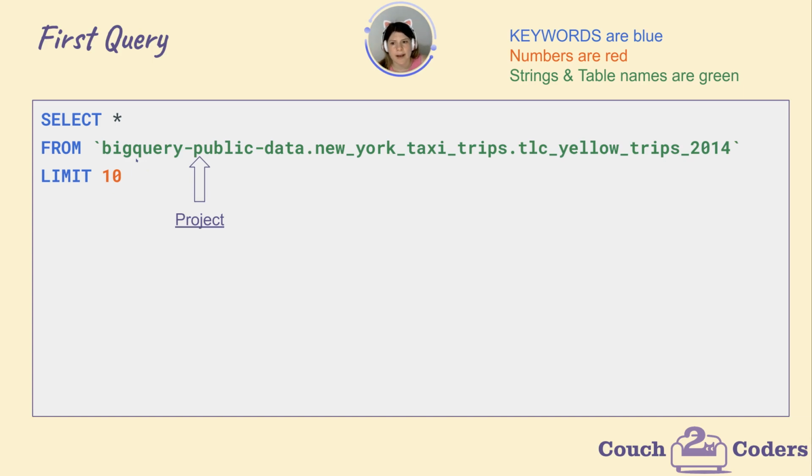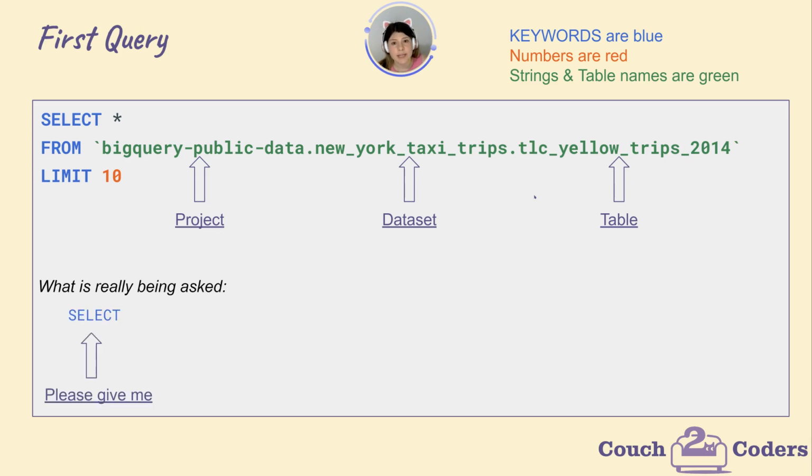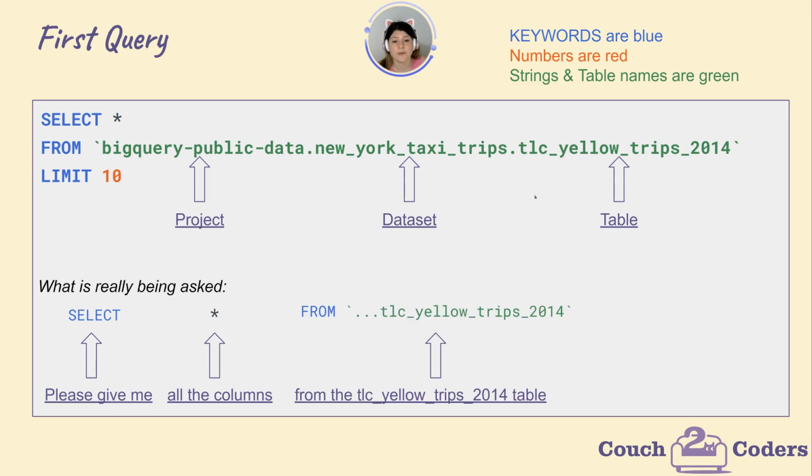So just looking at this file path, we see that BigQuery-public-data is the project. The dataset is its period dataset. It's new_york_taxi_trips. And then the table where we were actually querying the data from is called tlc_yellow_trips_2014. So what is this query going to do? What's really being asked is, please give me all of the columns, select star, from the 2014 TLC yellow trips table, and only show me 10 rows.